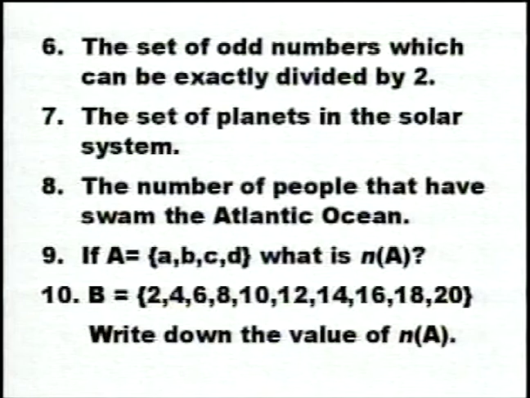Number 10, B has those elements that are listed. Tell me the value for A again. It can't be A, it has to be B. Well, if it's like that, then the answer is nothing, because it says write down the value of the number of, and it's got A again. It shouldn't be A, it should be B. And the answer is 10. Okay, the number of elements in the set is 10.